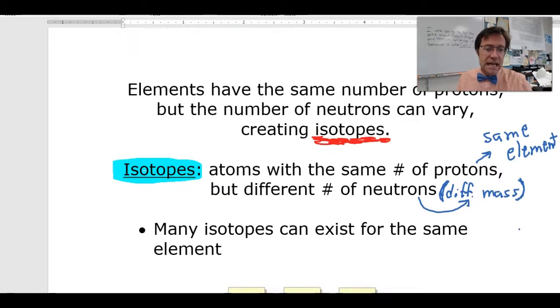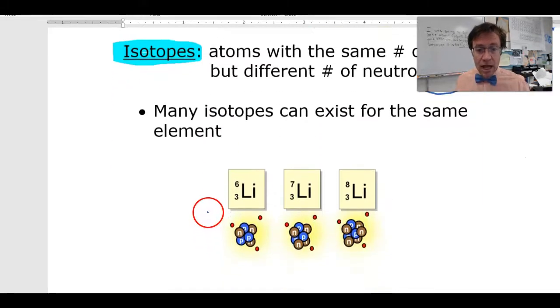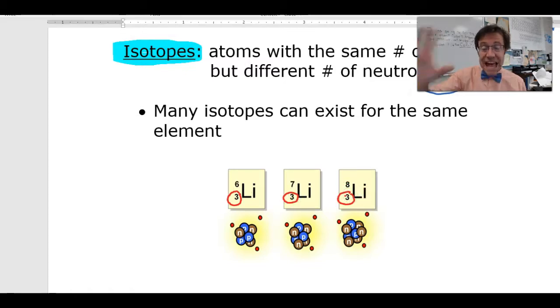And what's crazy is that many isotopes can exist for the exact same element. For example, this lithium has 3 protons, because there's our atomic number. The atomic number always goes here. 3, 3, 3. That's what makes it lithium, right? And what makes these isotopes is that if you look up here, the mass is 6, 7, 8. There are 3 different masses. Therefore, there have to be 3 different numbers of neutrons.